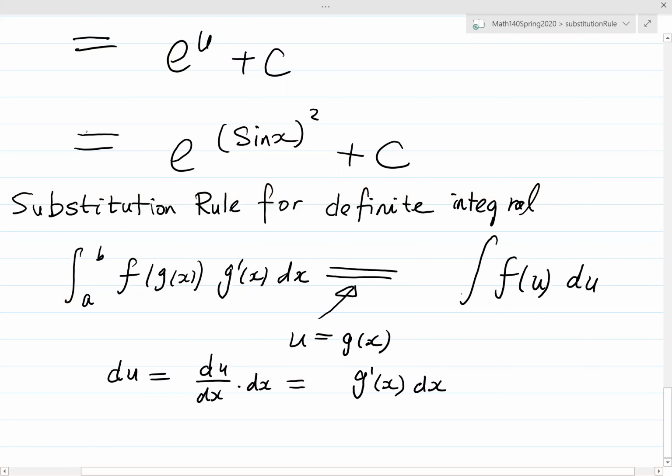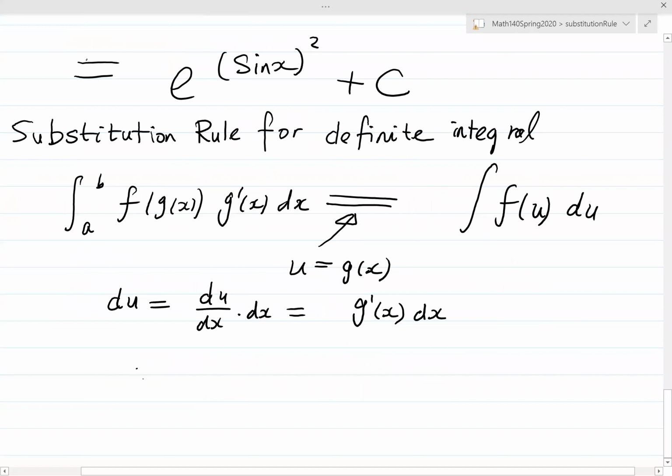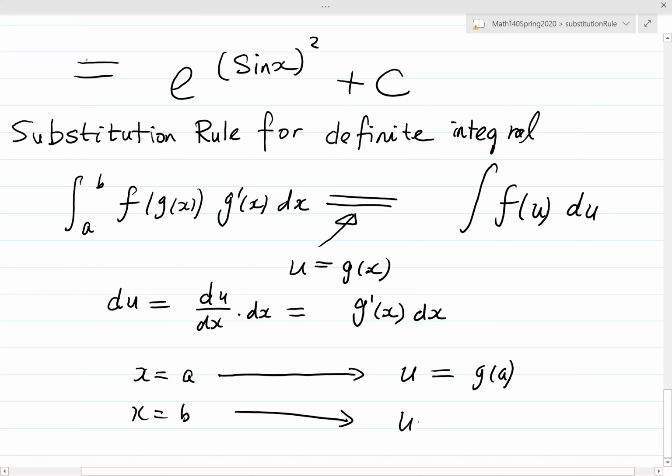Now the upper limit and lower limit we also need to change. When x equals a, u is g of x, which is g of a. When x is b, u is g of b. So when we use the substitution rule for definite integrals, we need to substitute the upper limit and lower limit. This is the difference. Then the integral goes from g of a to g of b.